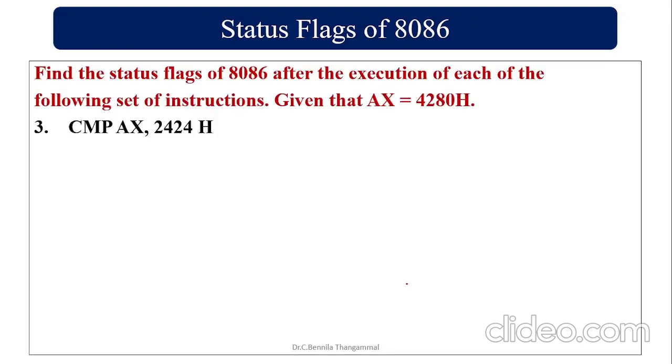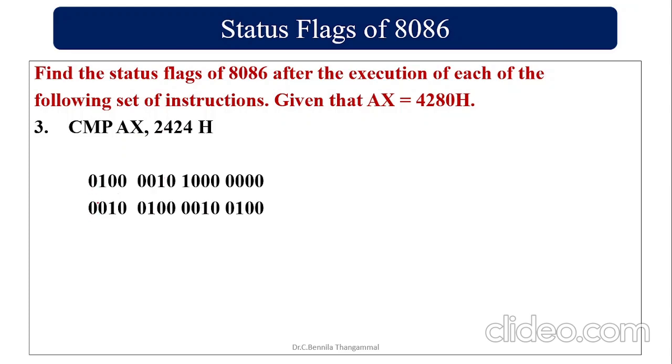Third is compare AX, 2424. Here the compare statement performs the comparison by performing a subtraction. The content 2424 will be subtracted from the AX register. After subtraction, if AX is equal to this value, your zero flag will be set. If AX is greater, your carry flag may be either set or reset. But if your AX is less than this content, your sign flag will be set. So depending upon these flags, you will be able to say.